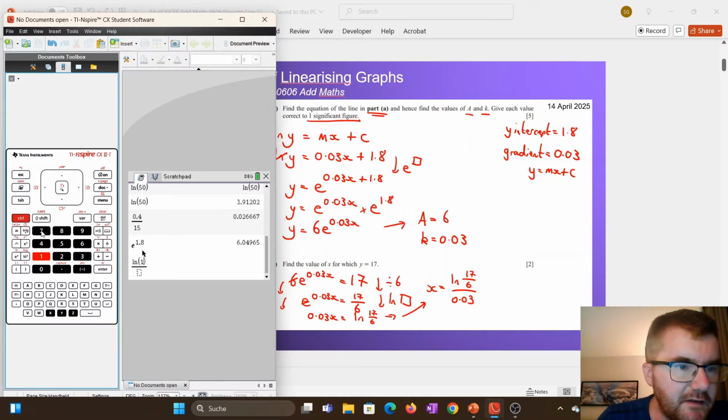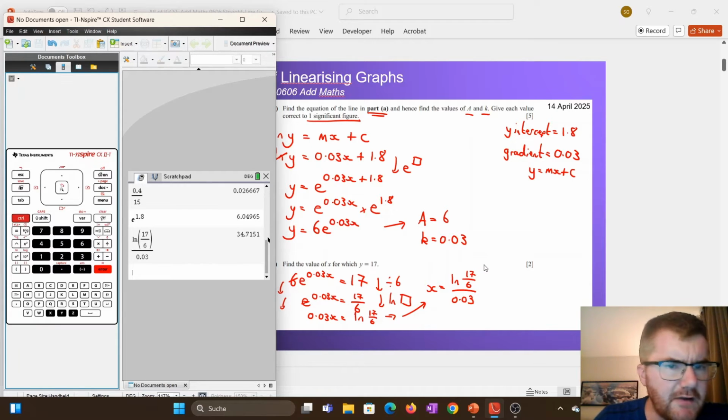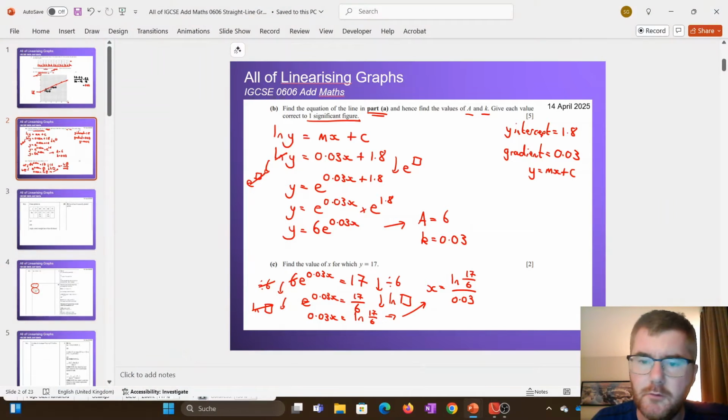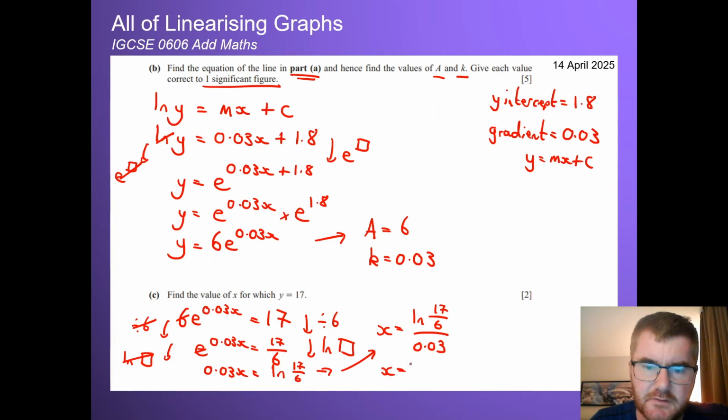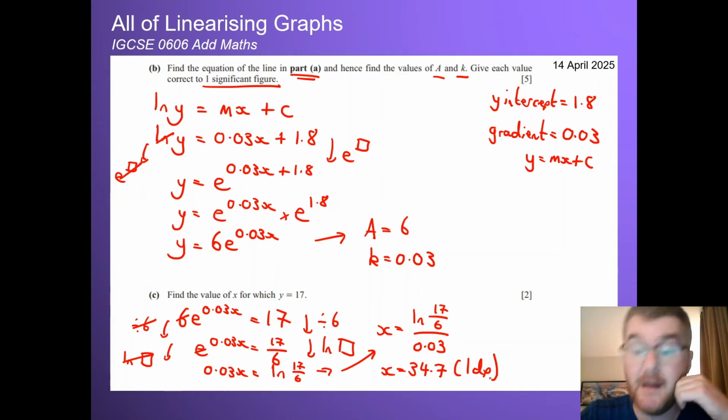So we've got 17 divided by 6, close brackets. Again, your calculator might be slightly different. And then we're dividing by 0.03. And that gives us 34.7. It doesn't say anything about rounding. I'm just going to round to something kind of normal. So I get x is equal to 34.7. I'll do that to 1 decimal place. It gives us all 2 marks.